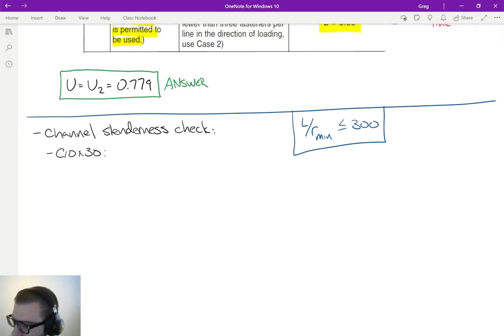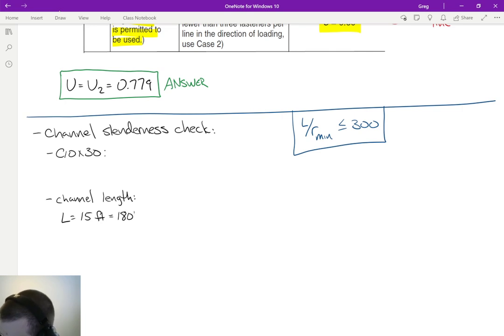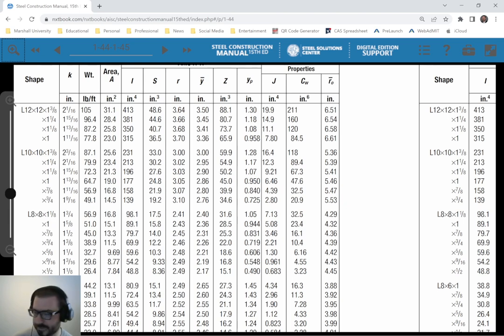Now, we're going to need to look up some parameters for the C10 by 30. I'm going to do that here in a second, but I'm also going to look at the length right now. We were given that the channel length was 15 feet. Before you do anything, convert that to inches. Multiply that by 12, because the radii of gyration that we're going to be looking up are in inches. Make sure that you're looking up the appropriate values. Okay, now let's go back to the manual again.